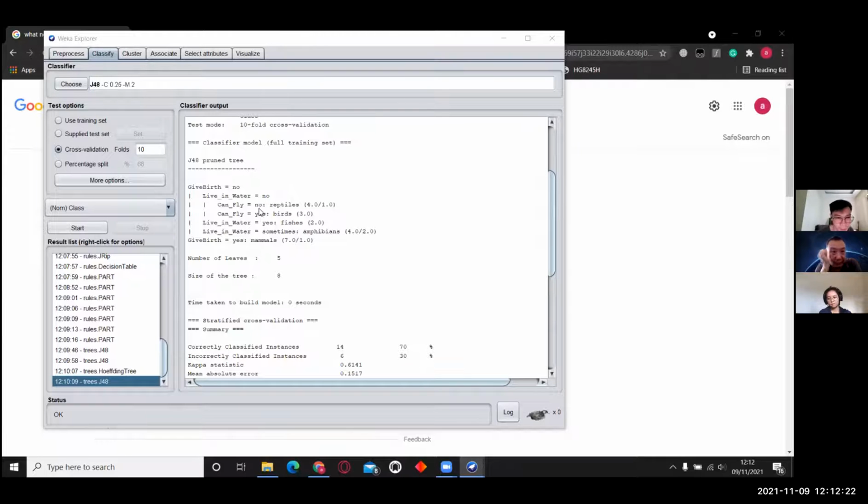Okay, so I think it's a mammal. It doesn't live in water, cannot fly, and does not lay egg, right? I'm just guessing though. Yeah, so you're supposed to use that rule, right? So you look at it here.